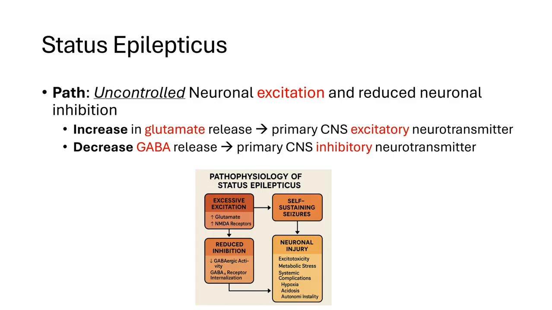The pathophysiology involves an early phase dominated by excessive excitatory neurotransmission, or uncontrolled neuronal excitation. We typically see this as an increase in glutamate release, which is your primary central nervous system excitatory neurotransmitter. At the same time, inhibitory GABAergic activity decreases, or we have a reduced neuronal inhibition, or we cannot turn off cells. We see this as a decreased GABA release, which is your primary CNS inhibitory neurotransmitter. This is partly because GABA A receptors become internalized and less responsive over time the longer the seizure lasts.